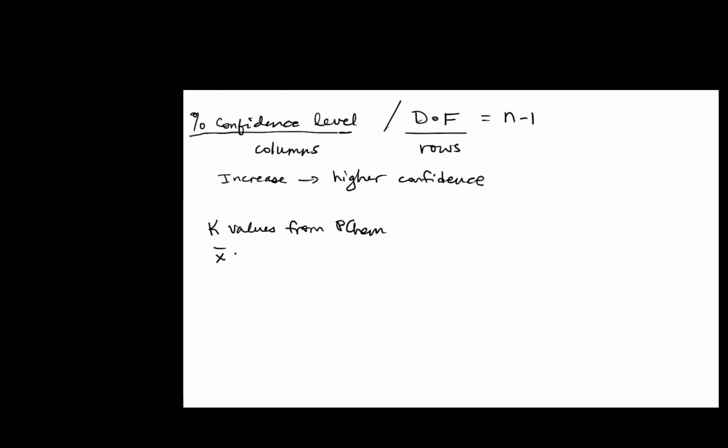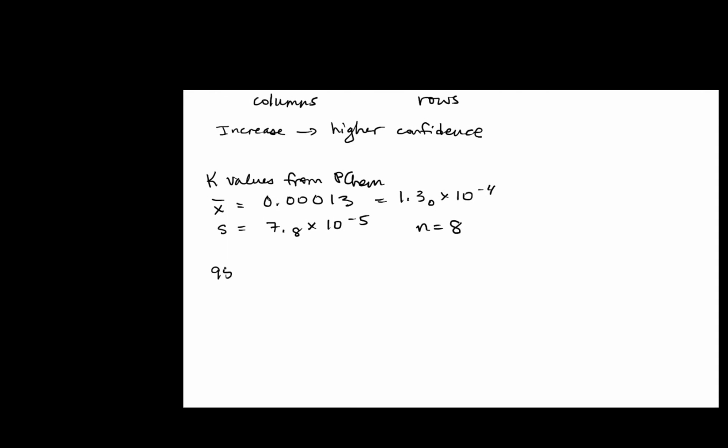So we calculated that the mean was 0.00013, or 1.3 times 10 to the minus 4, and we calculated a standard deviation of 7.8 times 10 to the minus 5, and there were 8 data points for that. So if we calculate this at the 95% confidence level, we can calculate the 95% confidence interval.